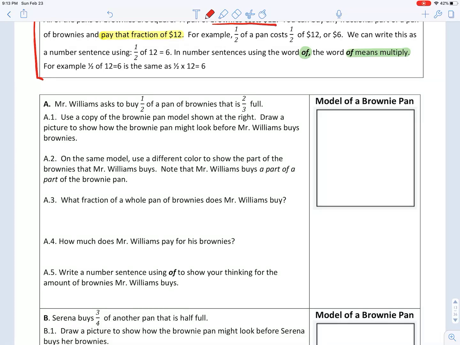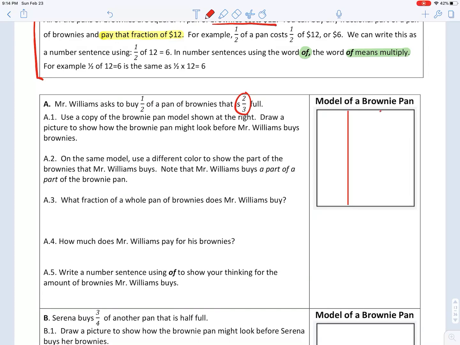Draw a picture to show how the brownie pan might look before Mr. Williams buys brownies. So we need to think about how much of the pan was full before Mr. Williams buys any. Well, if we read the original problem, Mr. Williams asks to buy half of a pan of brownies that is 2/3 full.